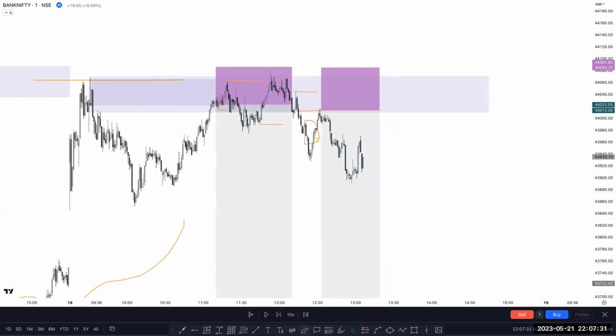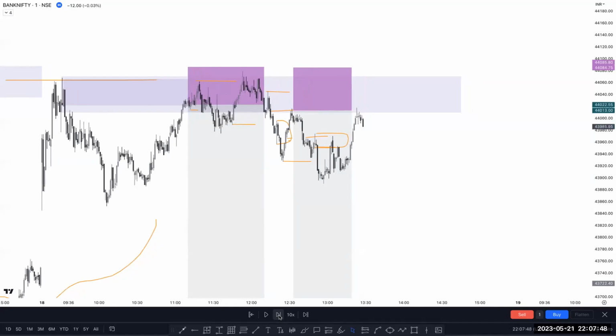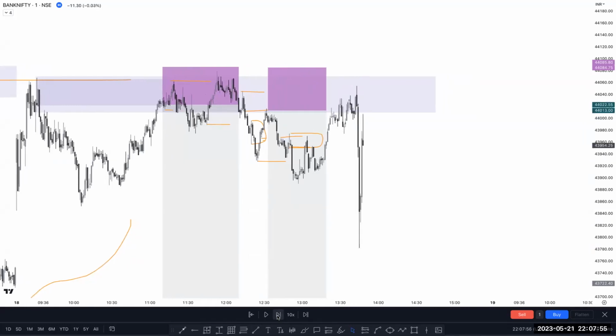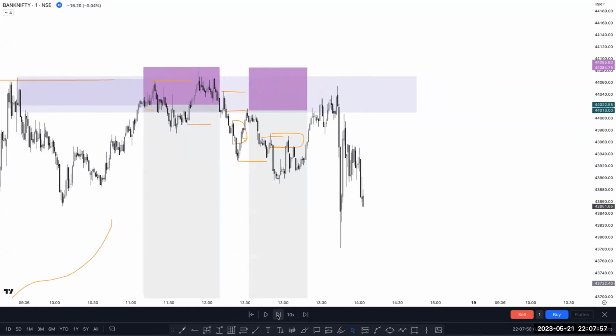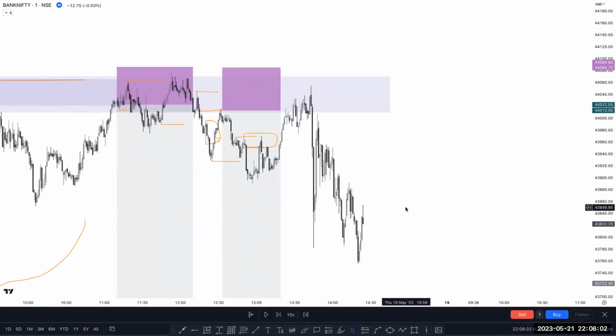Okay, this one is also broken, this one, right? Sweep this one, mitigate this order block and sell. And this becomes our loss, right? Now switch again to the 15-minute time frame.